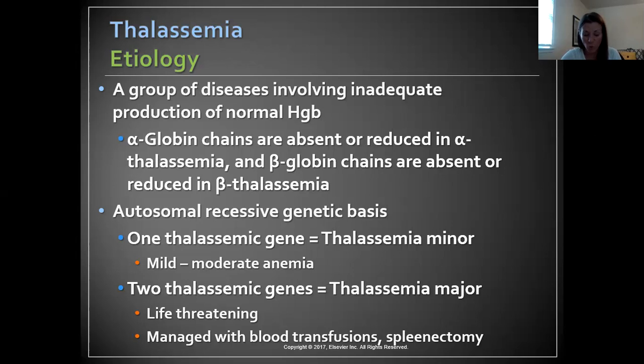A patient who is heterozygous has 1 thalassemic gene and 1 normal gene, and has thalassemia minor, which is a mild form of the disease. This patient typically has mild to moderate anemia, and usually does not require treatment. A homozygous person has 2 thalassemic genes, causing a severe condition known as thalassemia major.